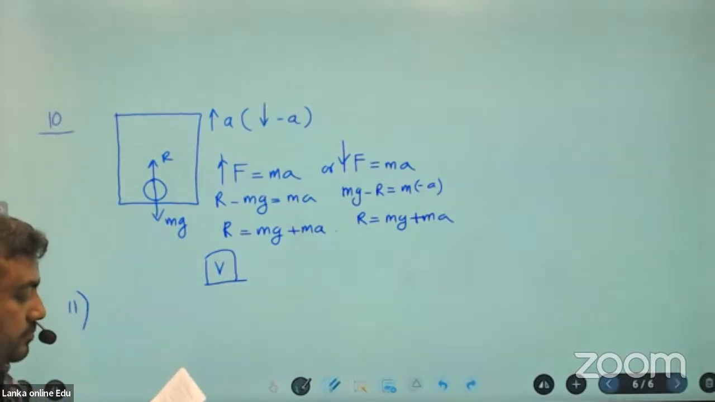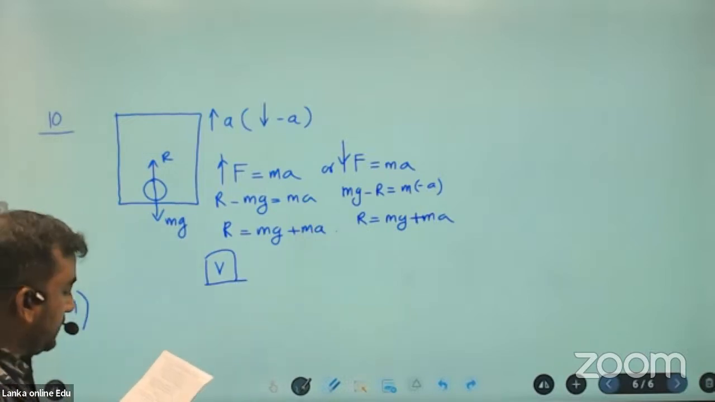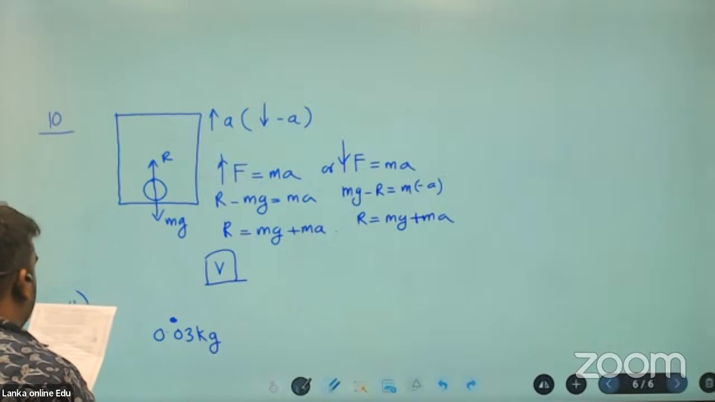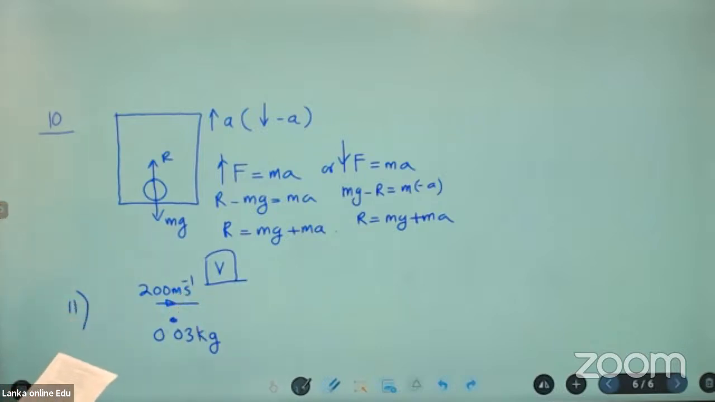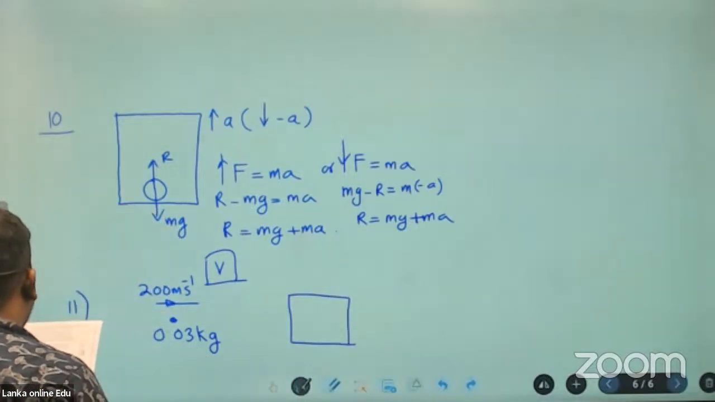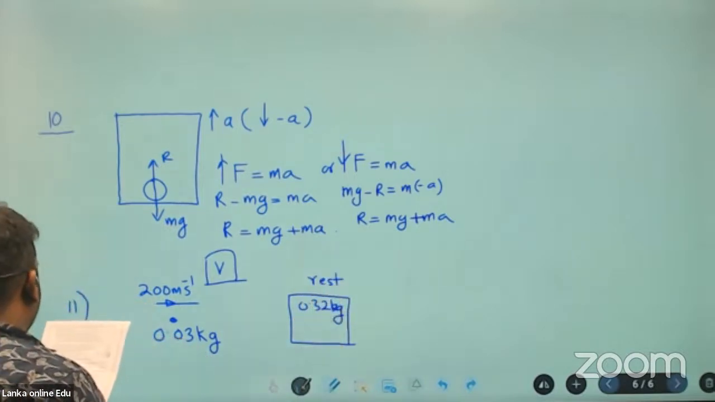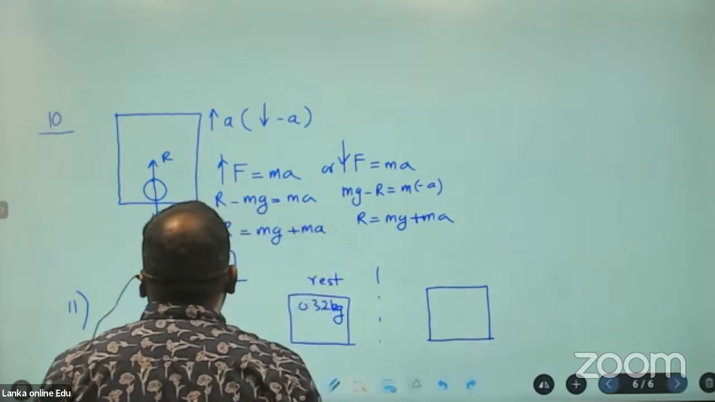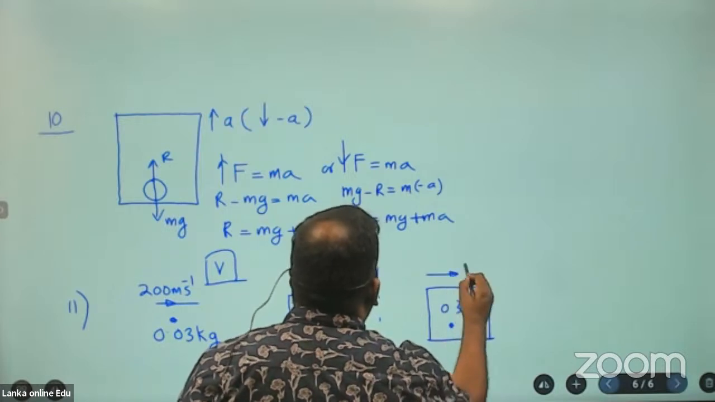11th one. A bullet of 0.03 kg moves with a velocity of 200 meters per second and collides with a wooden block of 0.32 kilogram at rest, and then moves as a single object. So what? Inelastic collision. 0.35 kg, the bullet is also inside, they move together.